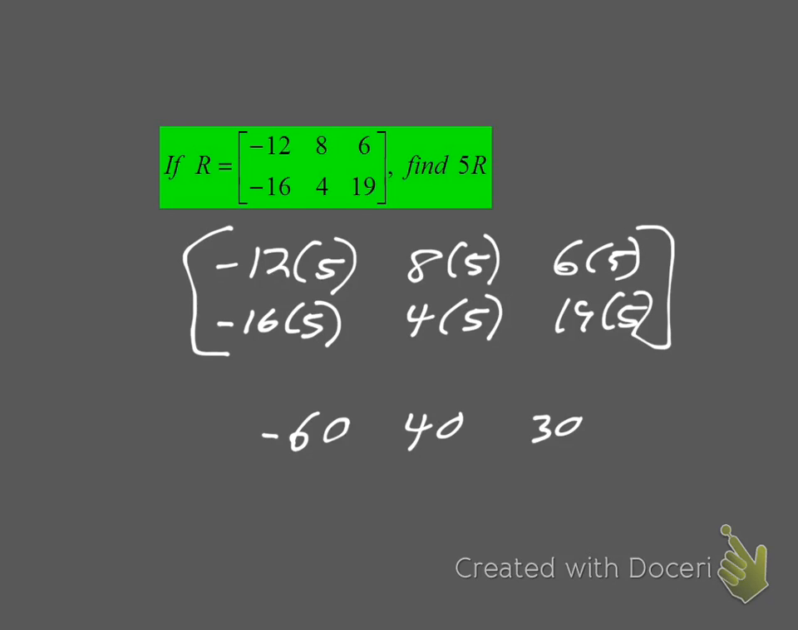gives you, oh crap, why am I blanking on 16 and 5? Someone help me. I'm seriously blanking. It's 80, right? Brain fart. Okay, 4 times 5 is 20. 19 times 5, 95. I did everything else fine. I don't know what that deal was.